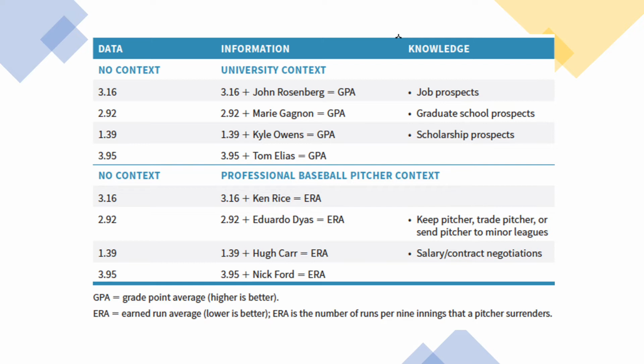In a university context, Tom Elias has probably really good job prospects. Certainly is going to get into a graduate school if he wants to do an MBA with 3.95, probably even do a PhD if he wants to, and will certainly be able to get some scholarships. So this is very useful information, and it becomes knowledge of what this could lead to in the future. So this is the difference between the data, the information.